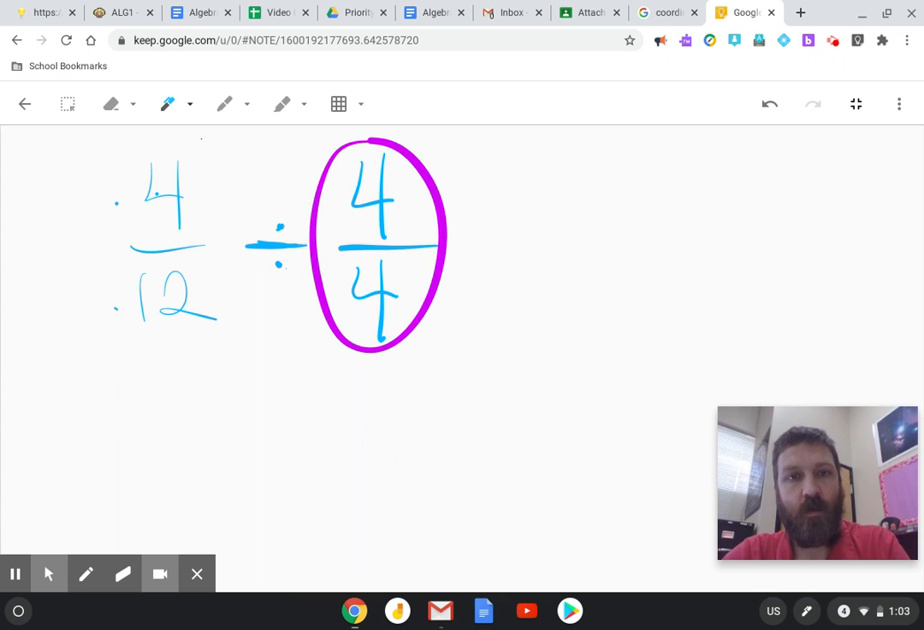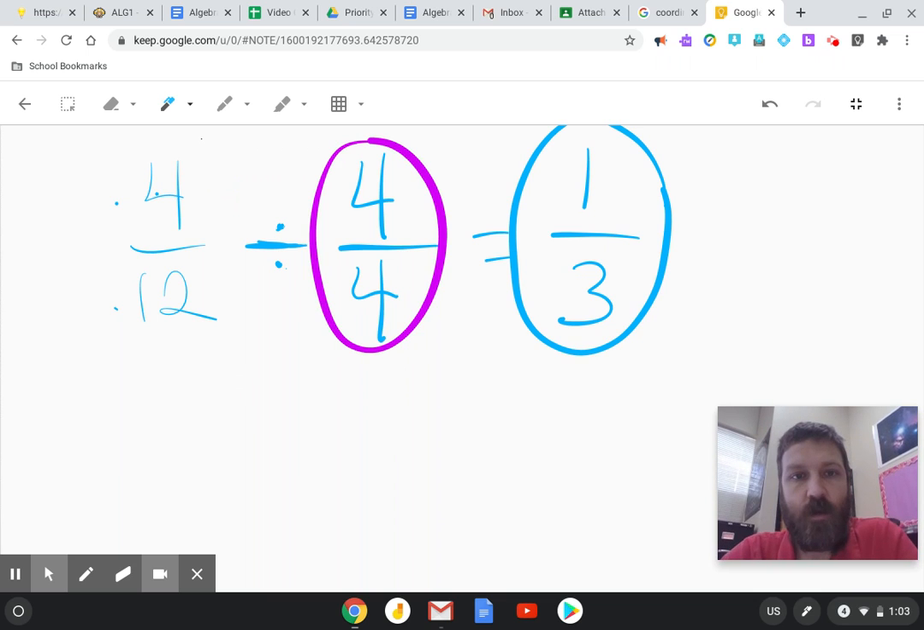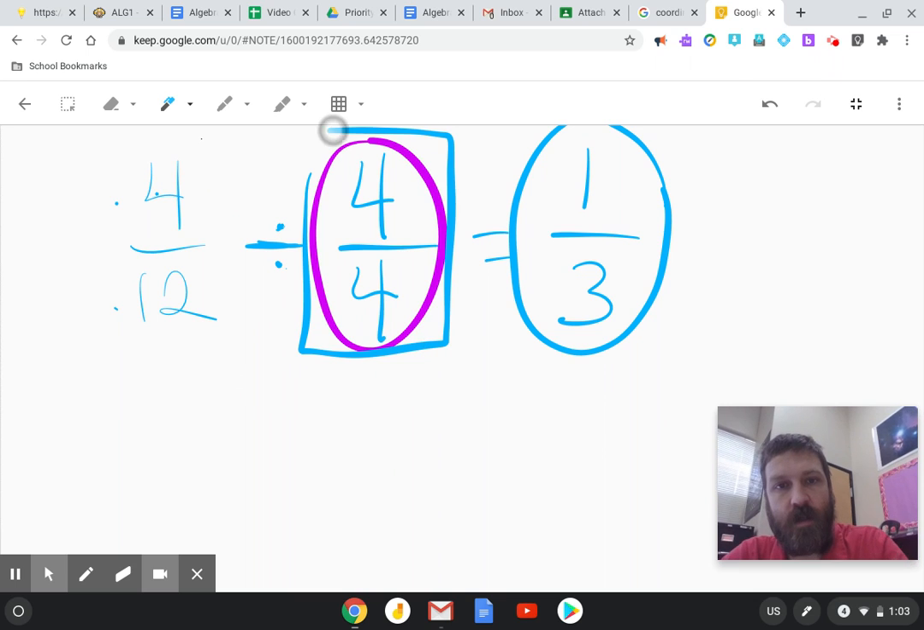So when you do that, 4 divided by 4 equals 1, and 12 divided by 4 is equal to 3, and so that would be the equivalent fraction for 4 over 12. And so you have to know in the lesson what goes in that spot. So let me do one more example.